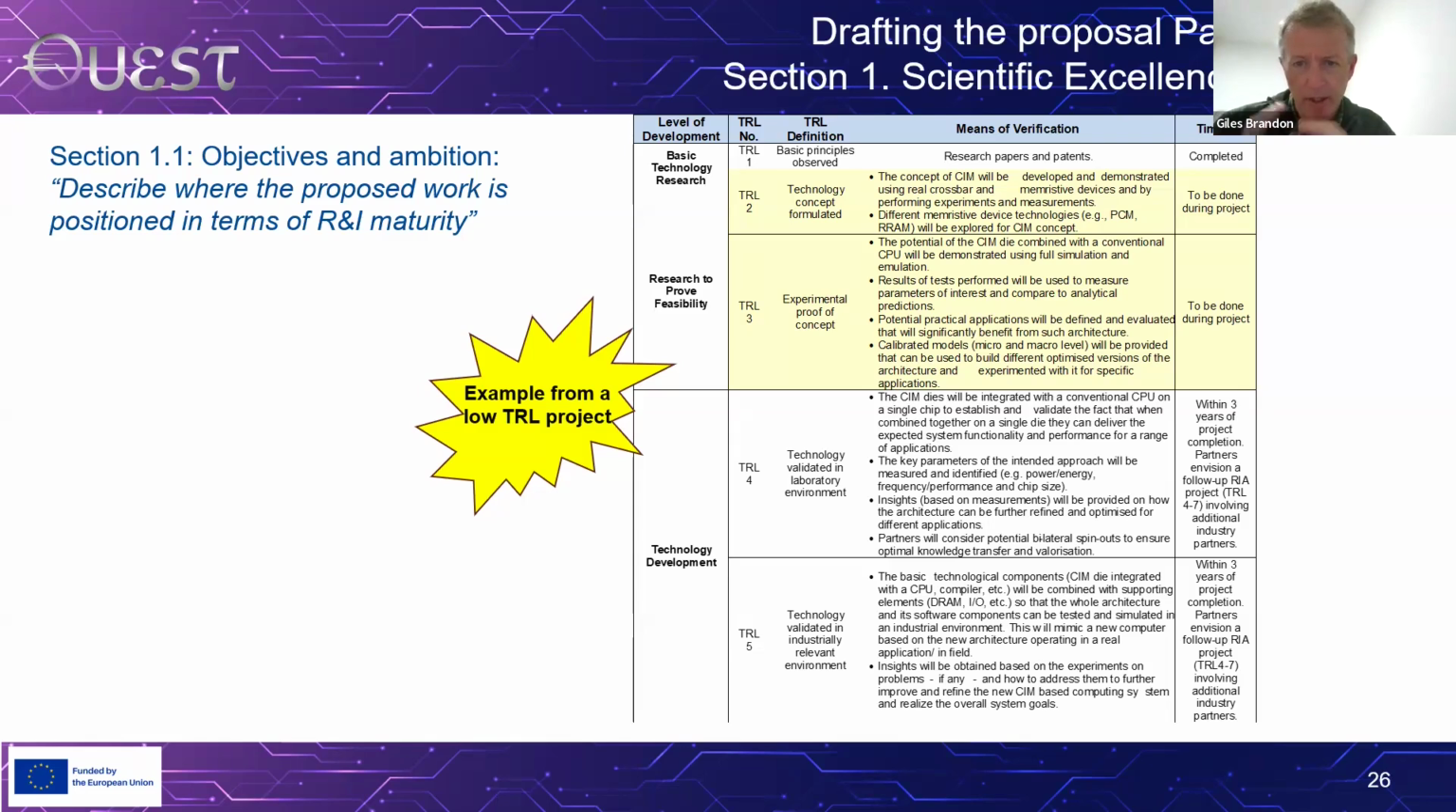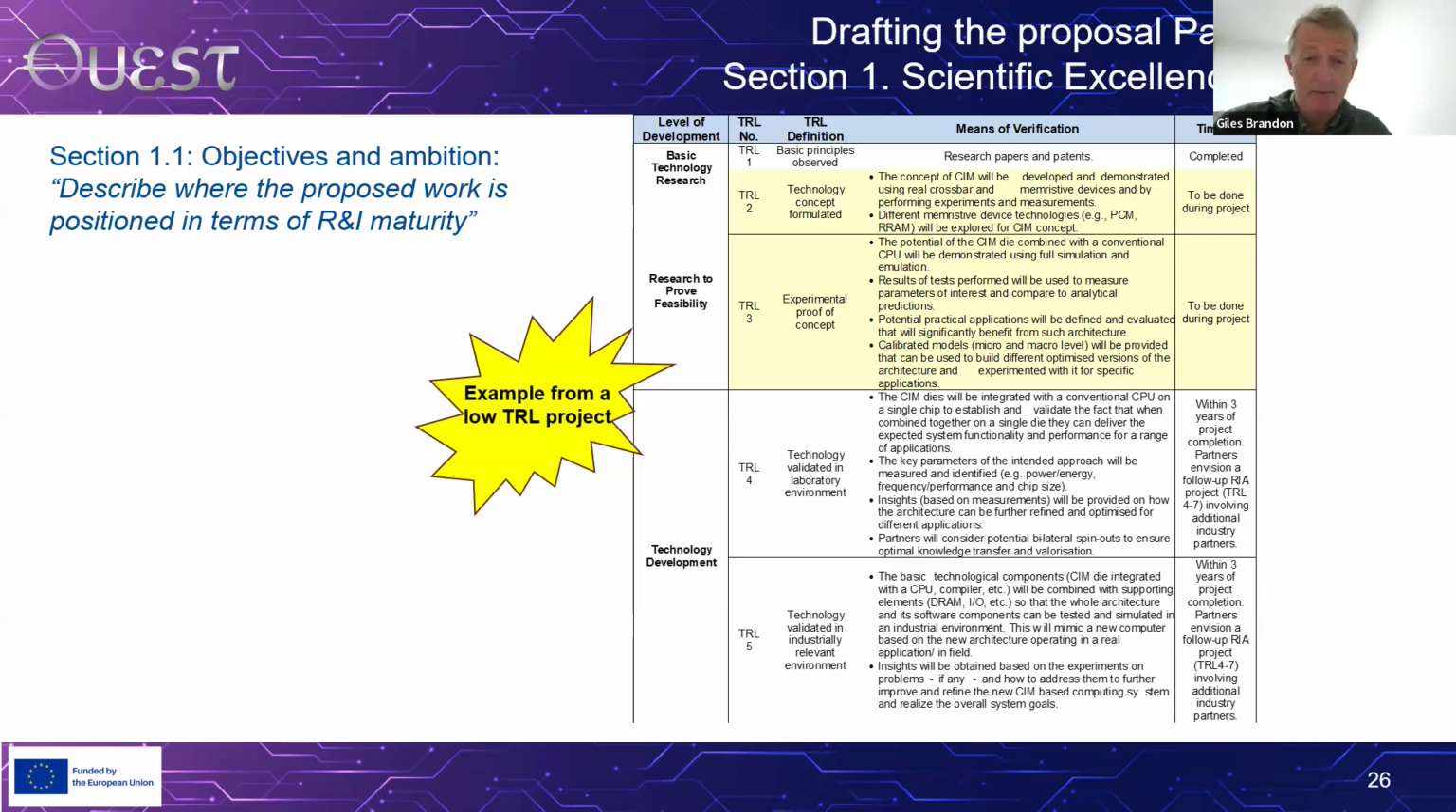So what did we do? I had a very busy weekend before the deadline for this call, together with the coordinator, and we were sitting together in real time. I was explaining what these TRL levels meant, and I said, look, in the context of our project, how can we verify that you've reached TRL level 2 in concrete terms? Likewise, how can you do it for TRL level 3?